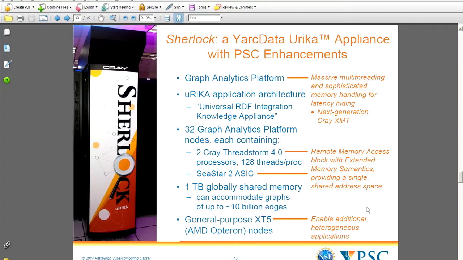But the essential features are that Sherlock provides a unique resource for doing very large-scale graph analytics. This is a system developed by YarcData, which is a subsidiary of Cray, and it couples Cray Threadstorm processors, each of which has 128 hardware threads to tolerate latency, with the Seastar network. Together, those provide a very large hardware-supported cache-coherent shared memory space. In our case, it's 1 terabyte, which, using the software layers in Sherlock, can represent about 10 billion edges peak, or probably 5 billion edges with doing fairly complicated queries.